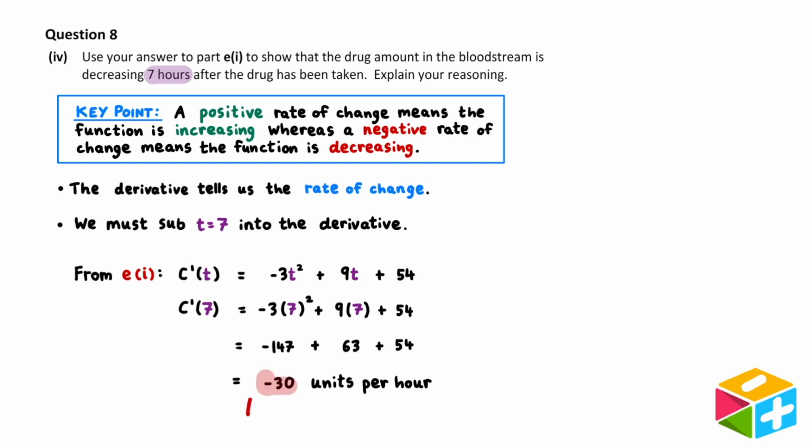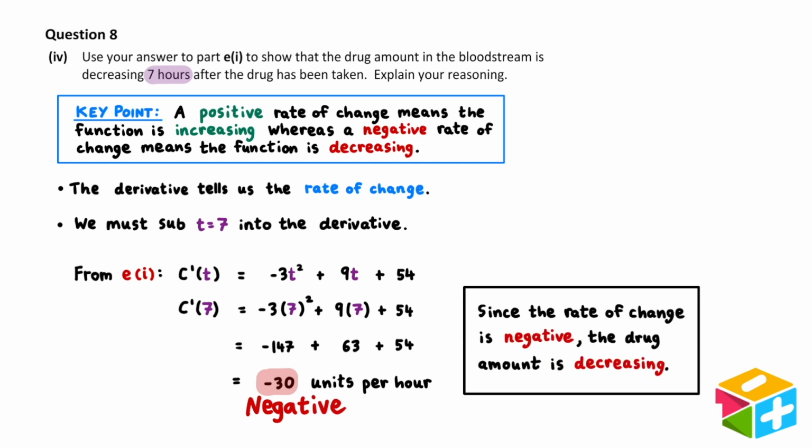The crucial thing to note here is that this rate of change is negative. So at t equal to 7, the rate of change is negative. Hence we can conclude that the drug amount is decreasing at this time.